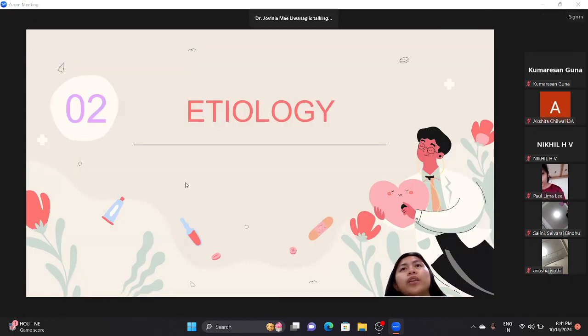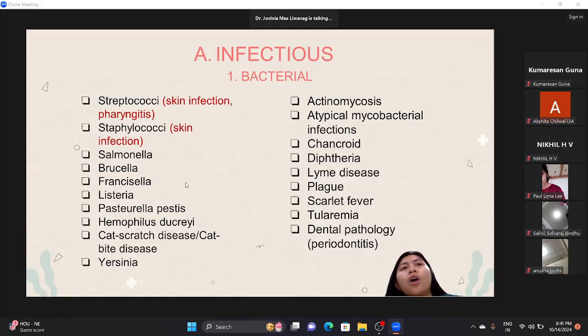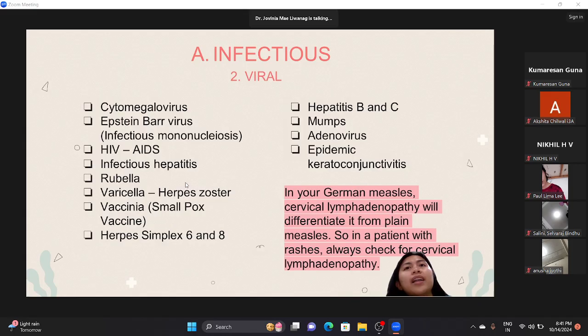So let's go to etiology. These are the common etiologies of lymphadenopathy. The most common one is infectious, like bacterial and viral. For example, in German measles, cervical lymphadenopathy differentiates it from plain measles. In a patient with rashes, always check for cervical lymphadenopathy. In German measles there is cervical lymphadenopathy compared to plain measles. That's the difference.